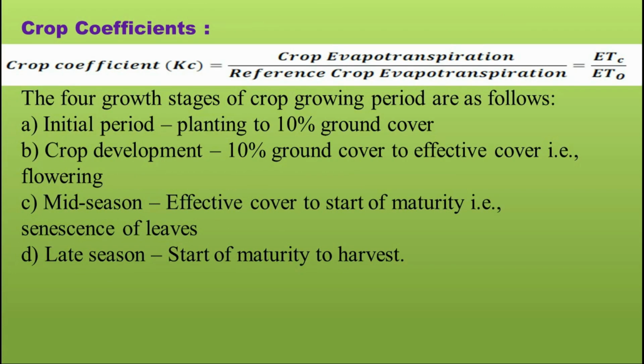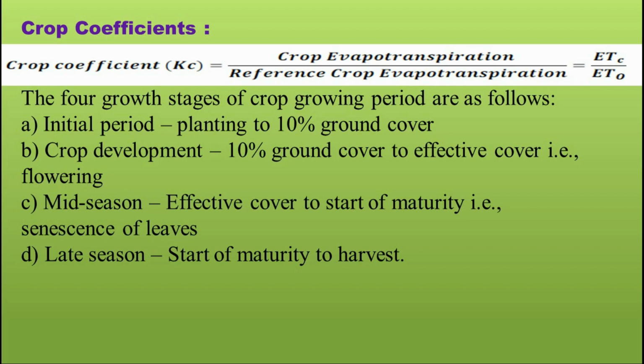Crop coefficients. The crop coefficient formula is given as Kc. It is denoted by Kc equal to crop evapotranspiration divided by reference crop evapotranspiration, that means ETc by ETo. Already we have seen what ETo is, reference evapotranspiration, and we know crop evapotranspiration ETc.